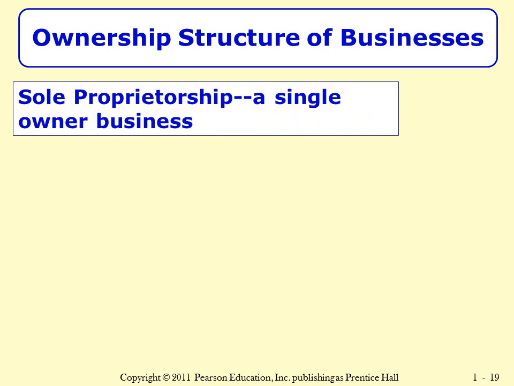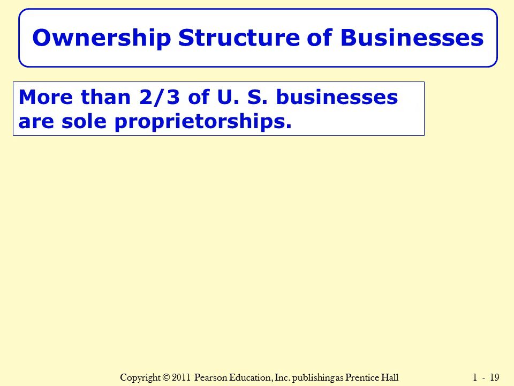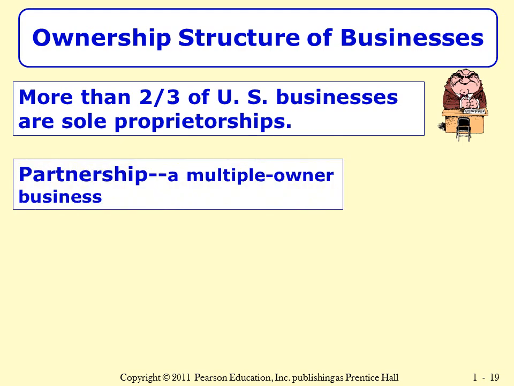There's different ways to organize a business, different entity types. The simplest is a sole proprietorship. That's one business owner, not incorporated, just doing business as themselves. More than two-thirds of all U.S. businesses are sole proprietorships. That is a very grumpy looking sole proprietor.